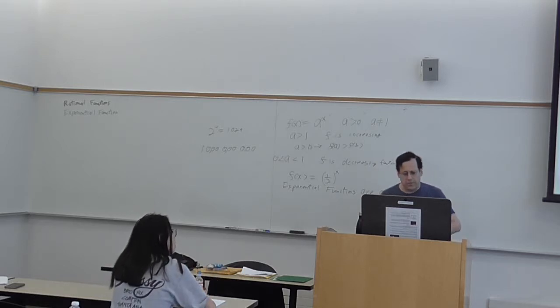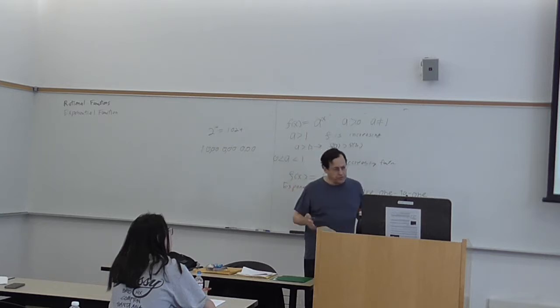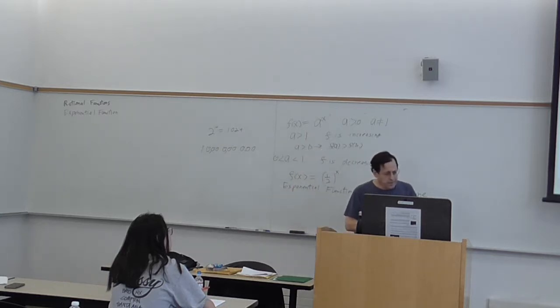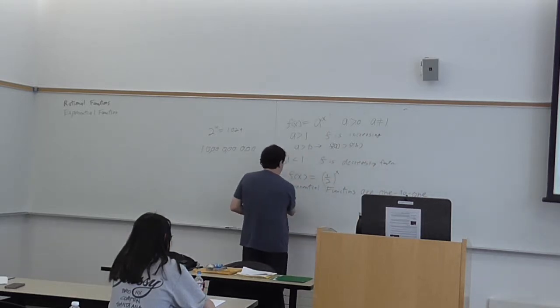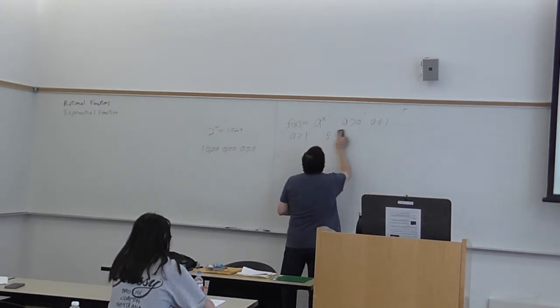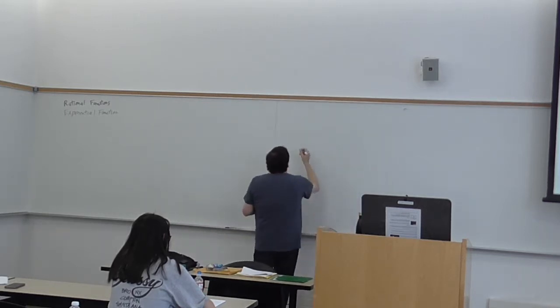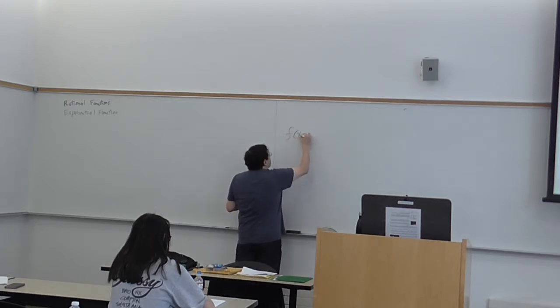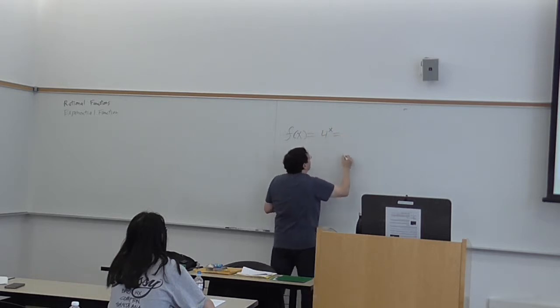Okay, so this is comparing two functions, 2 to the x and 4 to the x. The only difference is how quickly one of them rises. There's something else you should notice comparing these functions. If I look at f of x equals 4 to the x, what is that?